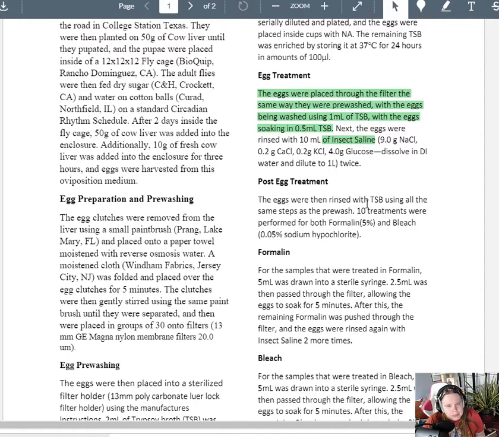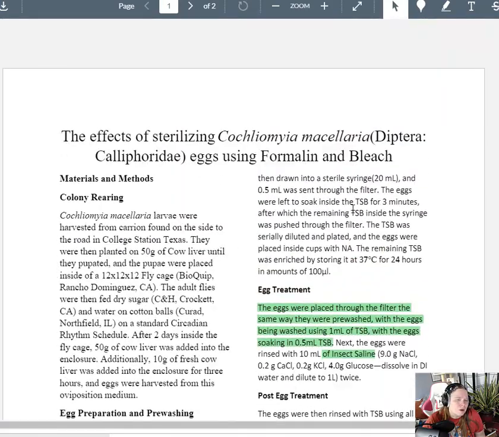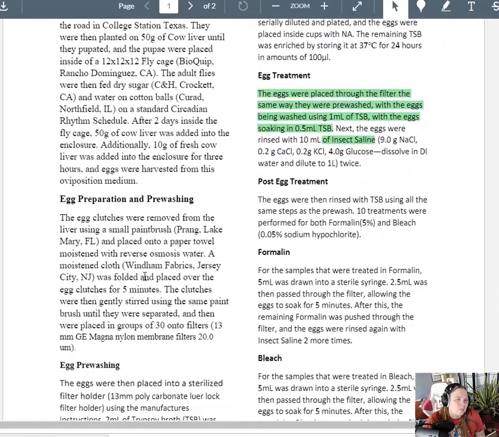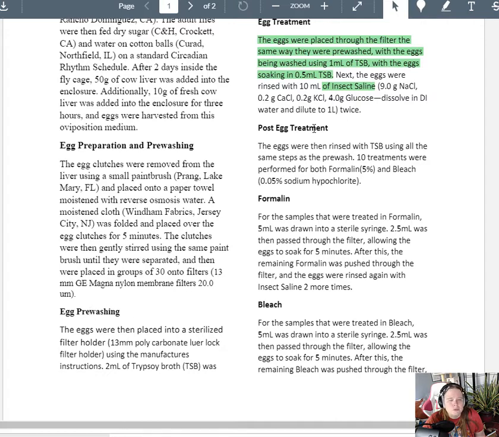And then they're rinsed in TSB using all the same steps as pre-wash. That's good. I mean, you could really put those together in egg pre-wash, post-wash to make it a little easier, because this 10 treatments, that's not exactly a post-wash treatment thing, right? That's an actual treatment. So just make sure they're in the correct places. Good job, though, writing out what bleach is.